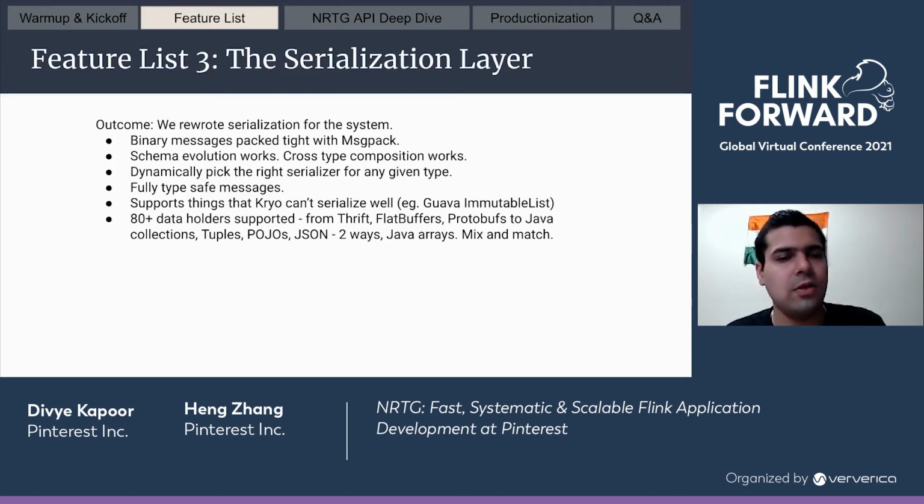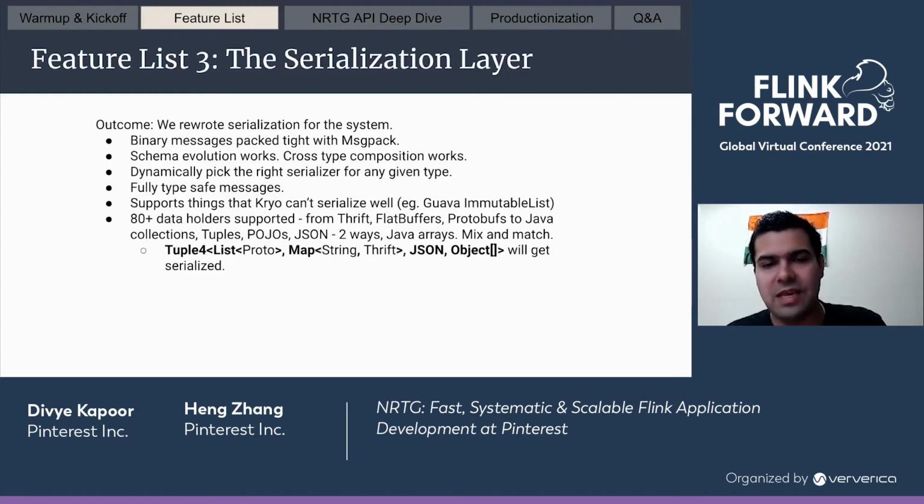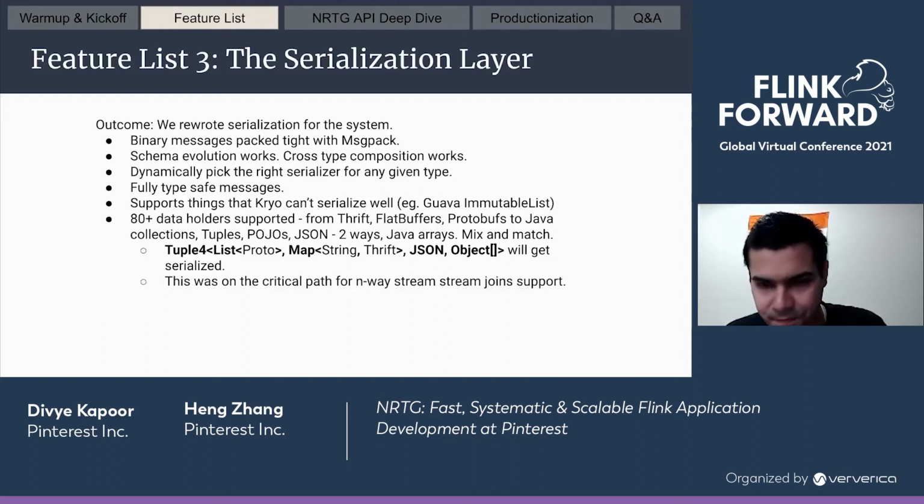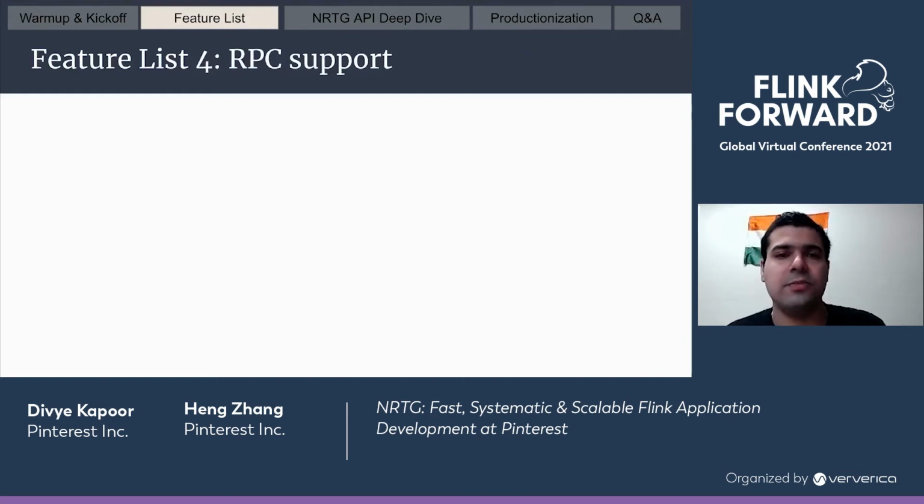And then, you have 80 plus data holders that are supported. And even if you see a type that looks like this, where you have a 4-way tuple with a complex list of a Protobuf, Thrift, string, JSON, and an object array which could contain an integer, long, and a double, we'll just get all the types right. We'll serialize it correctly. We'll deserialize it correctly. And it was on the critical path to make stream joins work.